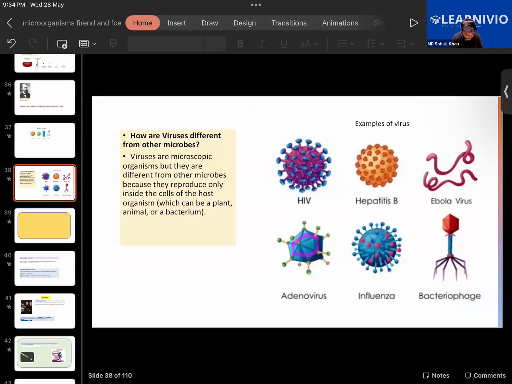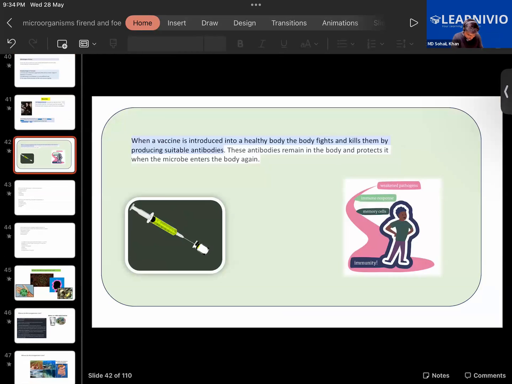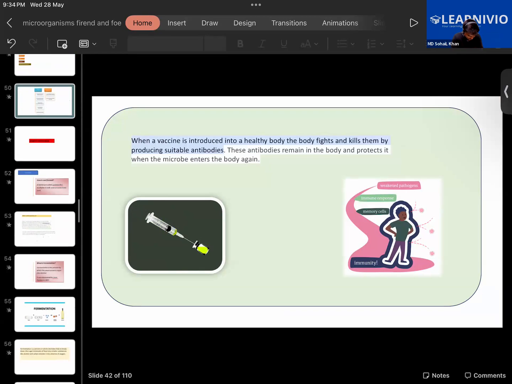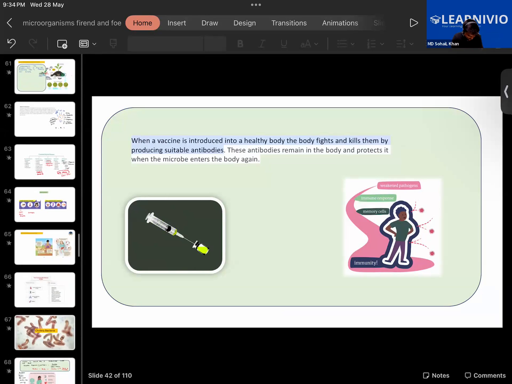So I think we had done till the different groups of microorganisms, right? And we did learn about these things also. So Priyanka, we just revised all of this now.